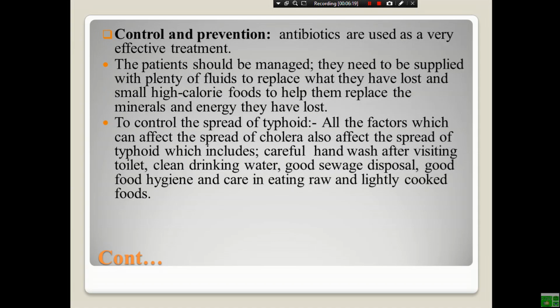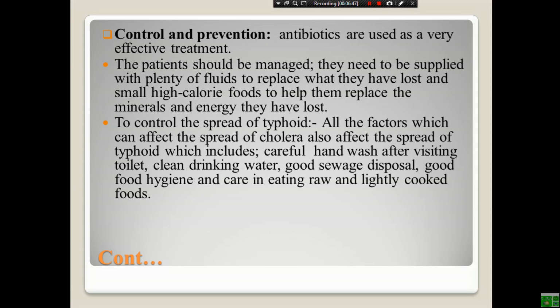How can we control and prevent it? We can control and prevent typhoid fever by using antibiotics. The patient should be managed. They need to be supplied with plenty of fluids to replace what they have lost, and small high-calorie foods to help them replace the minerals and energy they have lost.